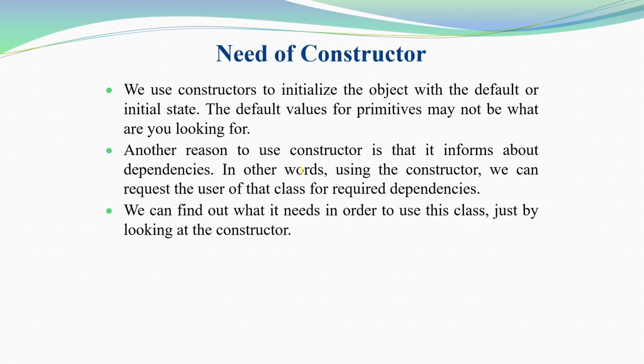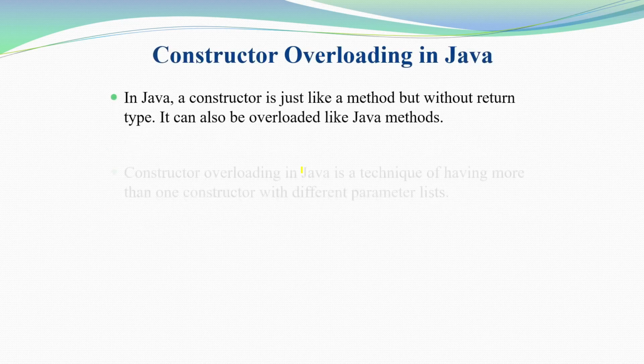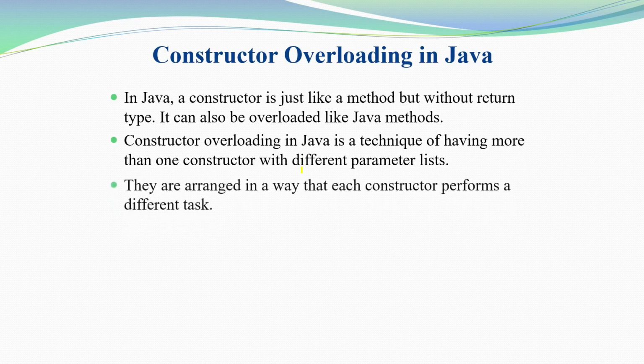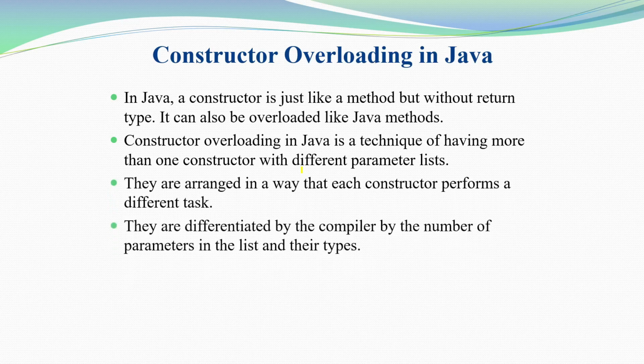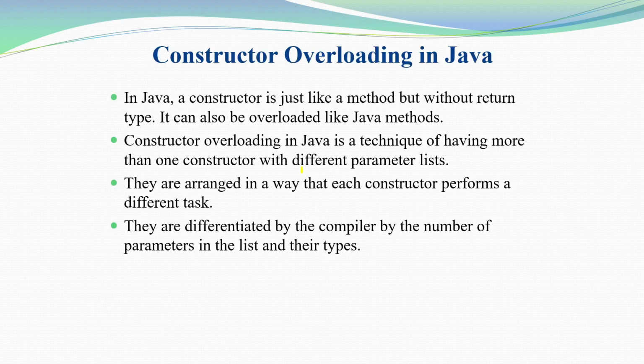So now let's see whether constructor overloading is possible in Java or not. In Java, the constructor is just like a method but without a return type, as we know. It can also be overloaded just like a method. So it means that constructor overloading is possible in Java. Constructor overloading in Java is a technique of having more than one constructor with a different parameter list. It's completely the same as method overloading. For example, constructor 1 has 1 parameter, and constructor 2 has 2 or 3 parameters. That's constructor overloading.